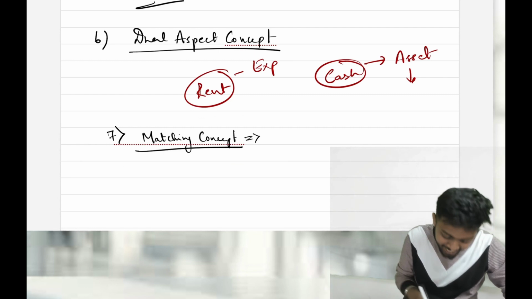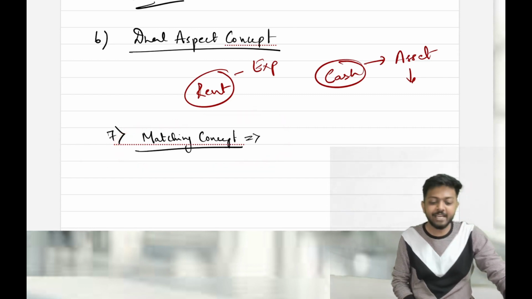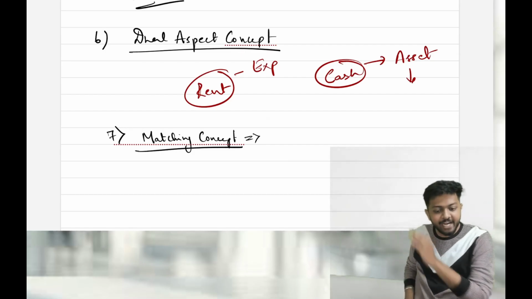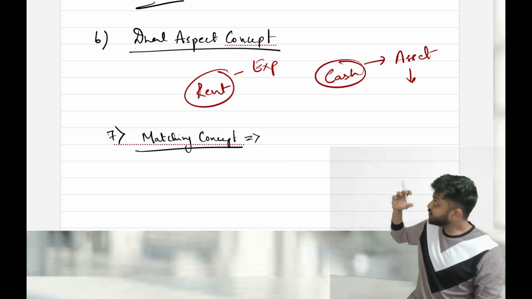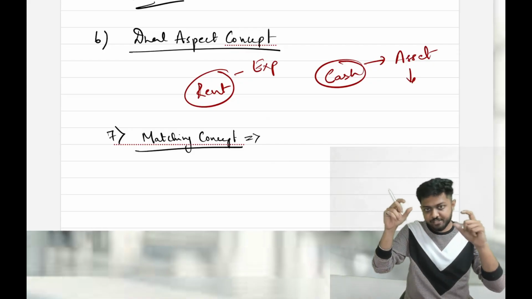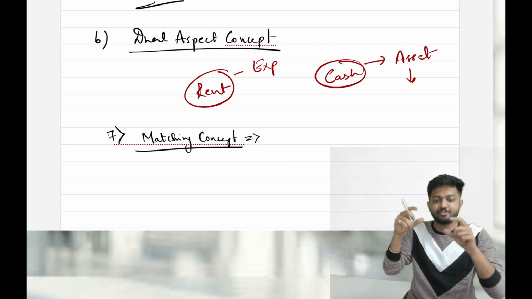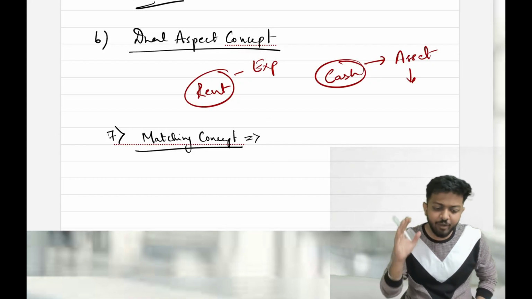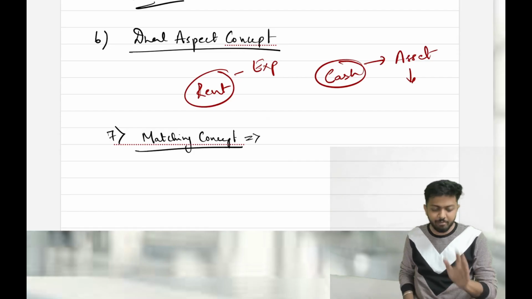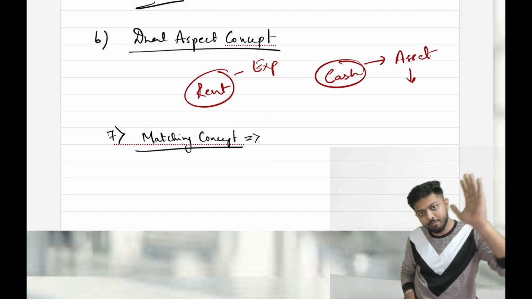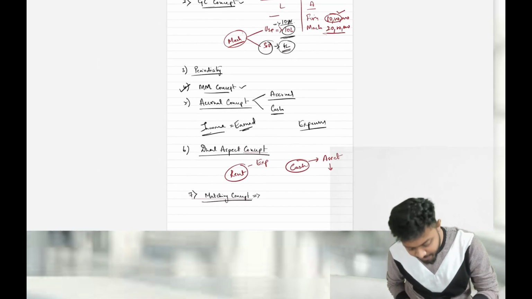Okay. Matching concept is what? In your P&L, credit side income will come, debit side expenses will come. They are telling that when you record an income for a particular period, the expense you are charging with respect to that income should match. That is what they are telling in matching concept. What did we learn in matching concept? Your respective income should match with your respective expense.